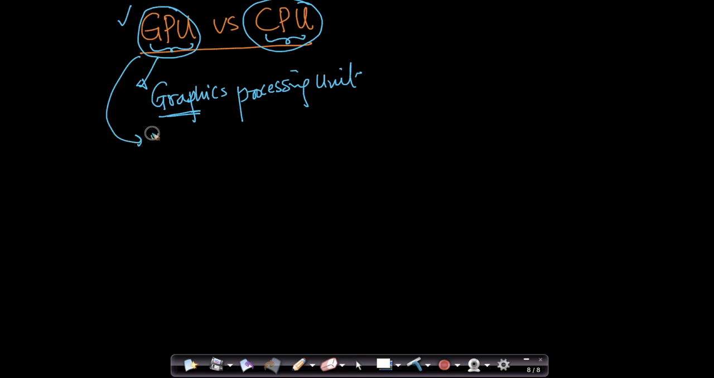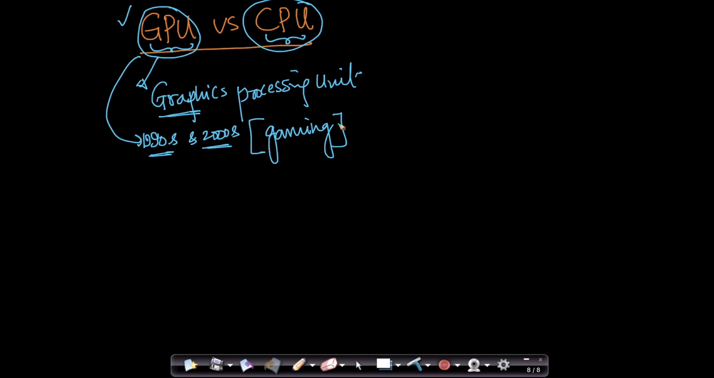GPU stands for graphics processing unit, and CPU, as most of you know, stands for central processing unit. The word graphics here tells you a lot about what a GPU does. GPUs became very popular in the late 1990s and early 2000s, and they are extensively used even today for gaming, right?